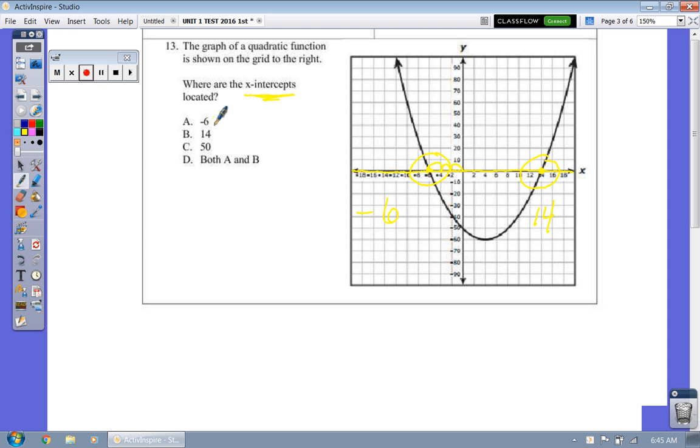So let's see, it crosses at negative 6, but it doesn't include positive 14. And if you look at 50, that's positive. 50 positive is way up here. Nothing is happening up here. They're trying to trick you and think that, oh, I'm going to pick this down here. No, that's not it. So it crosses at both A and B. It crosses at negative 6 and positive 14 on the x-axis.